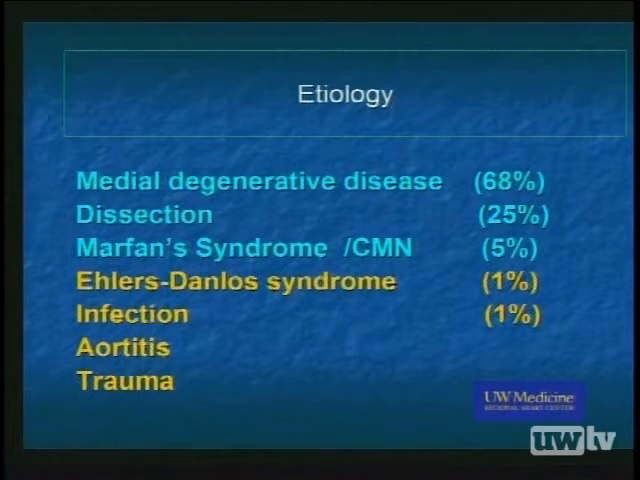Ehlers-Danlos syndrome, which is a defect in type 3 collagen synthesis, which produces the so-called rubber man syndrome, accounts for only about 1% of cases. And there are much less common etiologies such as infection, aortitis, and trauma. Aortitis used to be the number one cause when syphilis was running rampant and tertiary syphilis was untreated and discovered, but over the past 3 to 4 decades, that's been all but rendered non-existent.